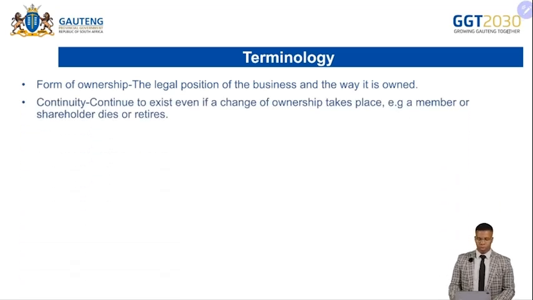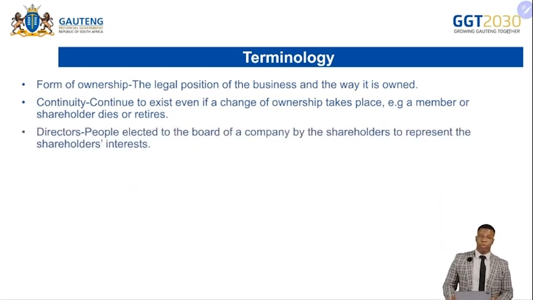Then we'll also look into continuity. With continuity we are focusing on the idea that the business continues to exist even if a change of ownership takes place. So the focus there is, if one of the owners passes away, will the business be able to continue to exist? For example, a member or a shareholder dies or retires. With different forms of ownership, some would continue to operate, while some forms of ownership would not continue to operate because of the legality or how the business is owned.